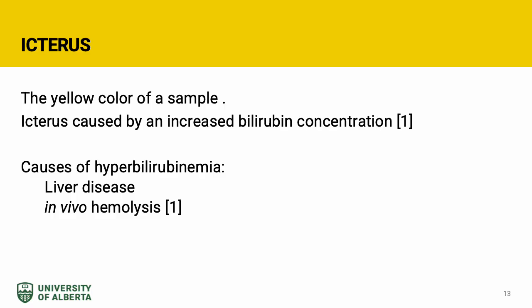The next endogenous interferent we will discuss is icterus. Icterus refers to the yellow color of a sample, and it is the result of an abnormally high concentration of bilirubin in the sample. Hyperbilirubinemia is the term for increased bilirubin in the blood. It can be caused by liver diseases, such as viral hepatitis, and by conditions that cause in vivo hemolysis, such as malaria and sickle cell disease.